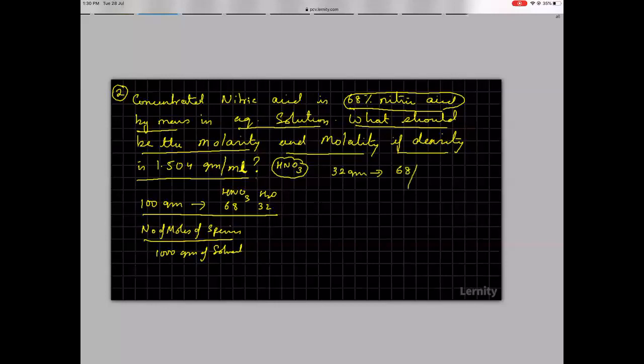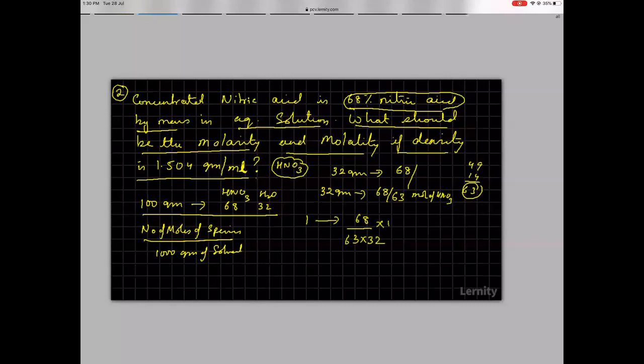So in 32 grams of water, how many moles of HNO3? 16 into 3 is 48. 48 plus 1 is 49. 49 plus 14 is how much? 63. So molar mass of HNO3 is 63. So can I say that in 32 grams, you have 68 divided by 63 moles of HNO3? That means in 1 gram, you will have 68 by 63 into 32 moles.